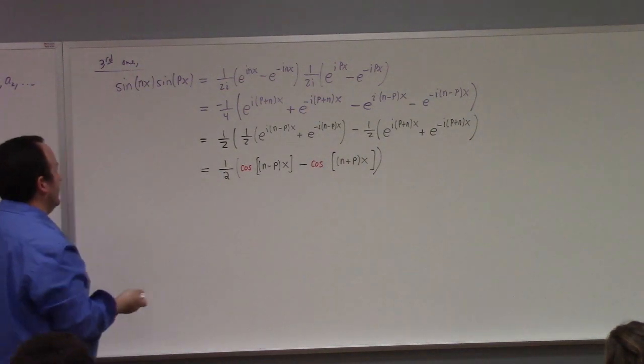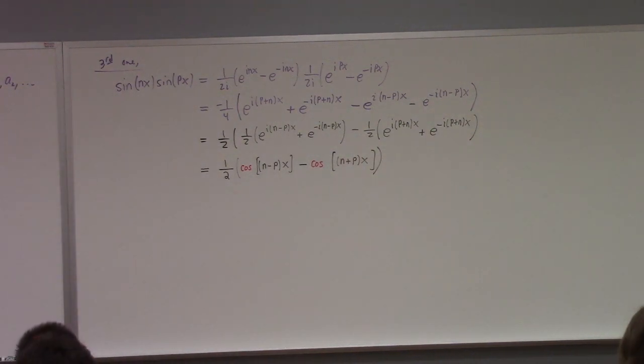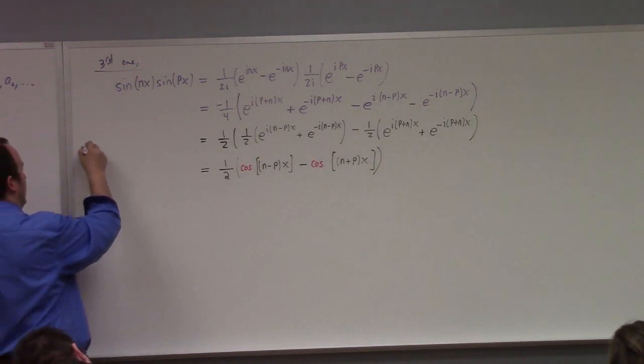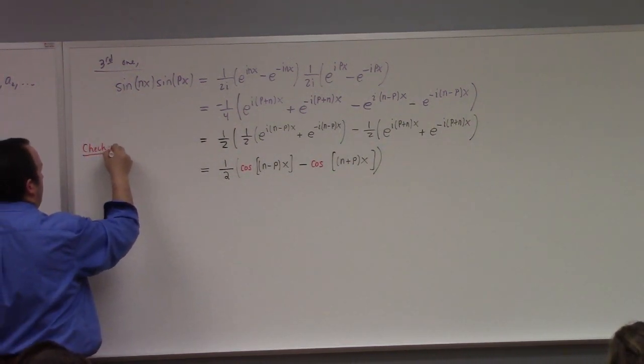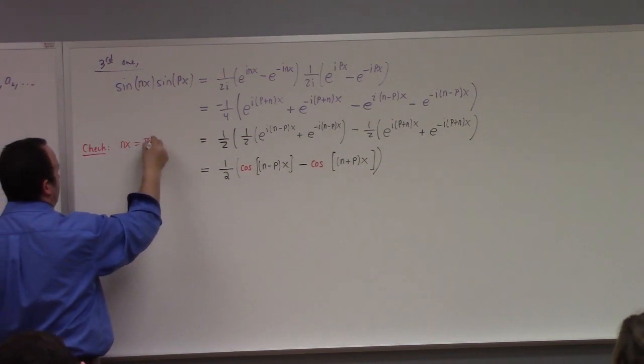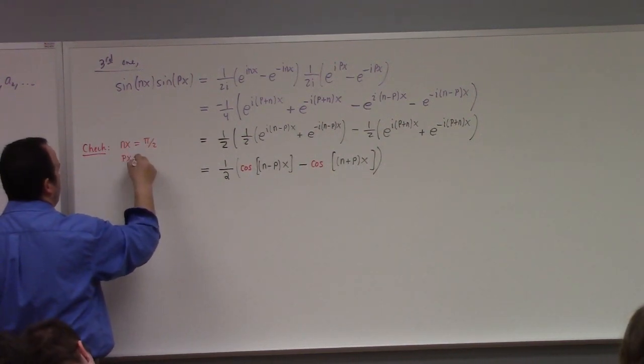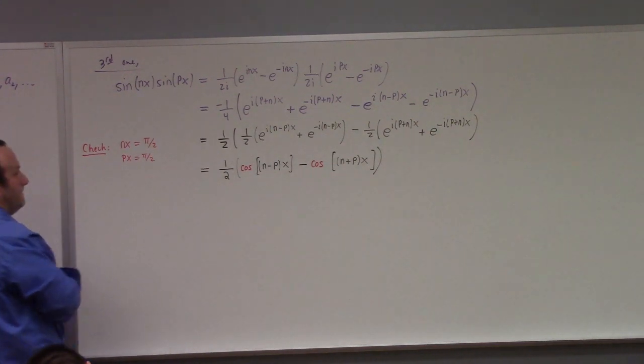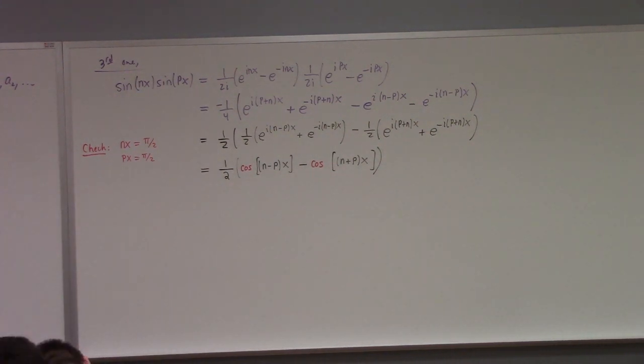Whenever I do something like this, I always try to check my answer. How can you check if this is right? How about if we put, as a check, nx equal to pi over 2, and px equal to pi over 2. And by the way, I'm an idiot. I should have derived this identity with nx equal to theta and px equal to beta. That would have been a lot less writing, right? Why derive the identity with all the symbols when you could derive it with less? Sorry, poor planning on my part.